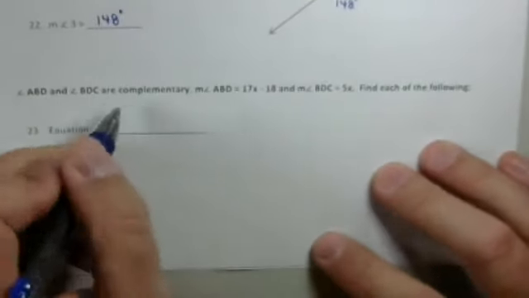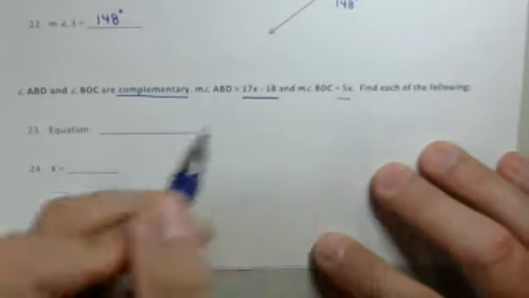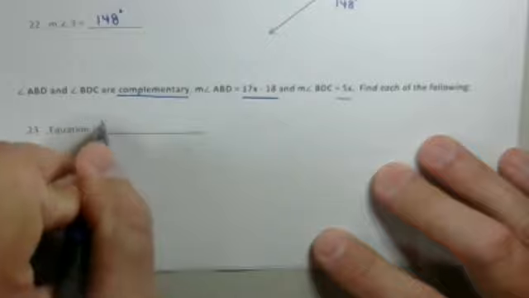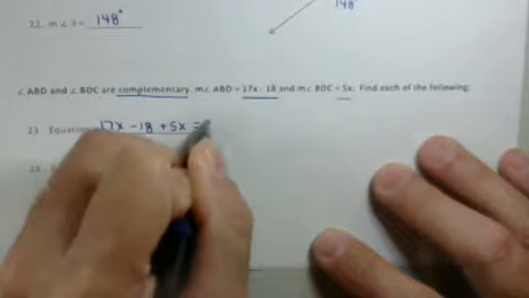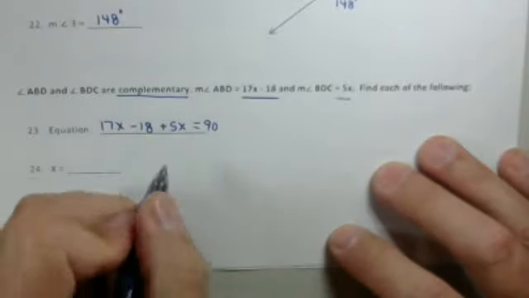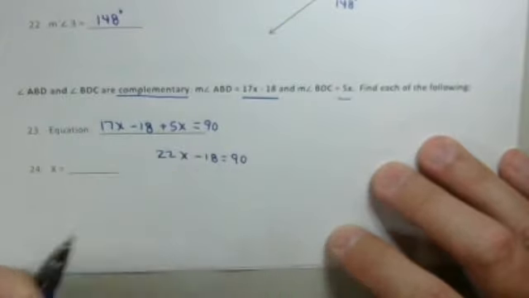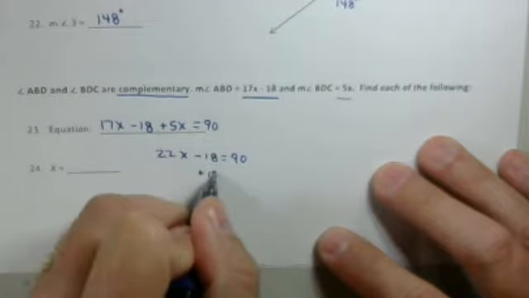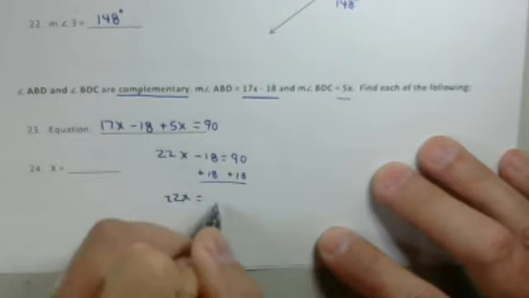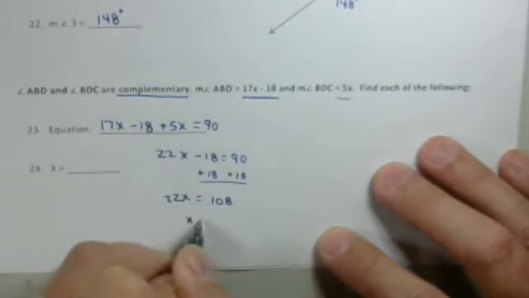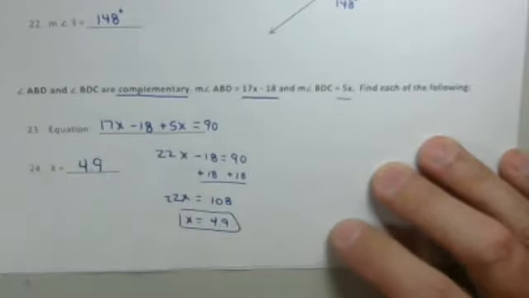Alright, 23 and 24. Notice they're complementary. That means they add up to 90. So these two angles have to add up to 90. So 17x minus 18 plus 5x has to equal 90. Now when we solve, that gives us 22x minus 18 equals 90. Add 18 to both sides. That gives us 22x equals 108. And so then when you divide that out on a calculator, you'll get x equals 4.9.